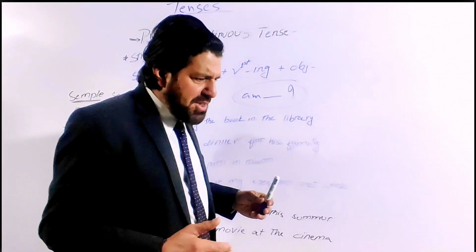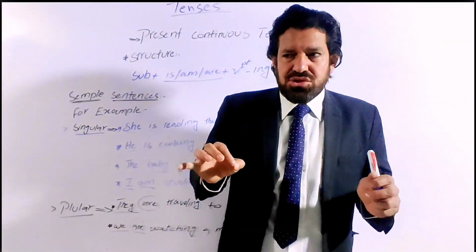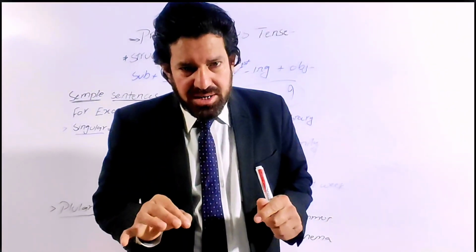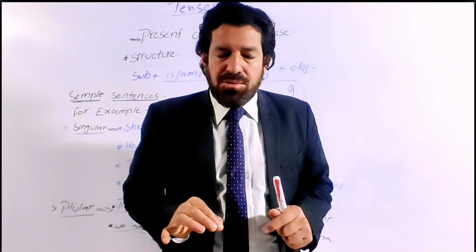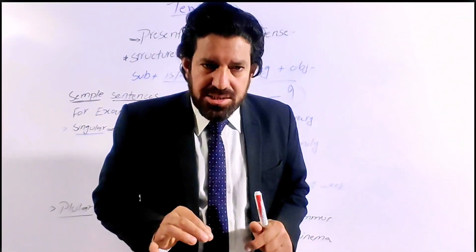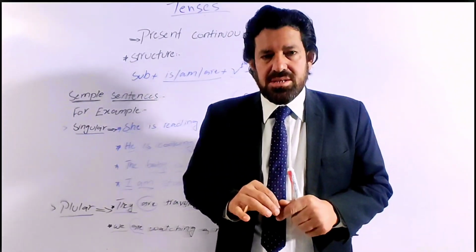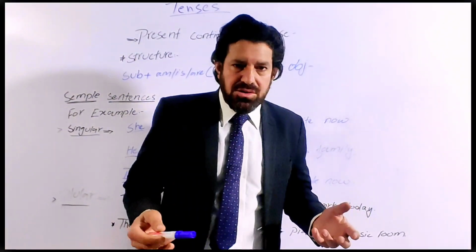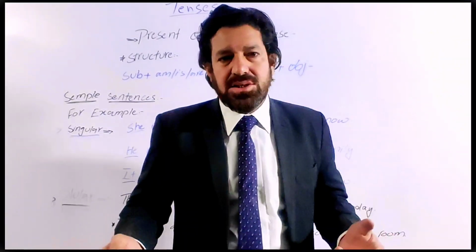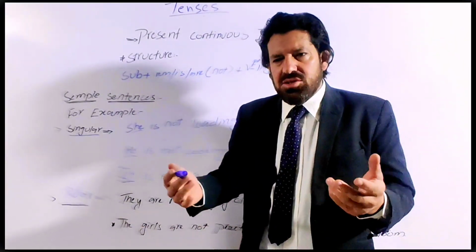So I repeat it once again that in present continuous tense you have to use is, am, are as a helping verb, and the fourth form of verb is used in present continuous tense. So now we are going to discuss present continuous tense negative sentences. So what is negative? Negative means not.